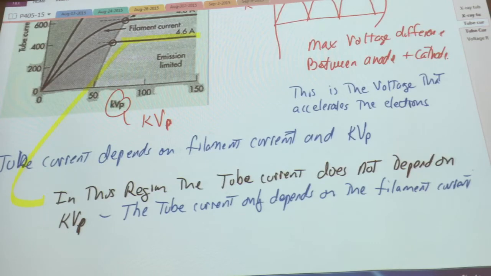Okay, now that's based on it being the emission limited region. Think of it as you've used all the electrons that the filament has emitted. They've all been used, so you can't do anything more than that. That's the meaning of the emission limited region.